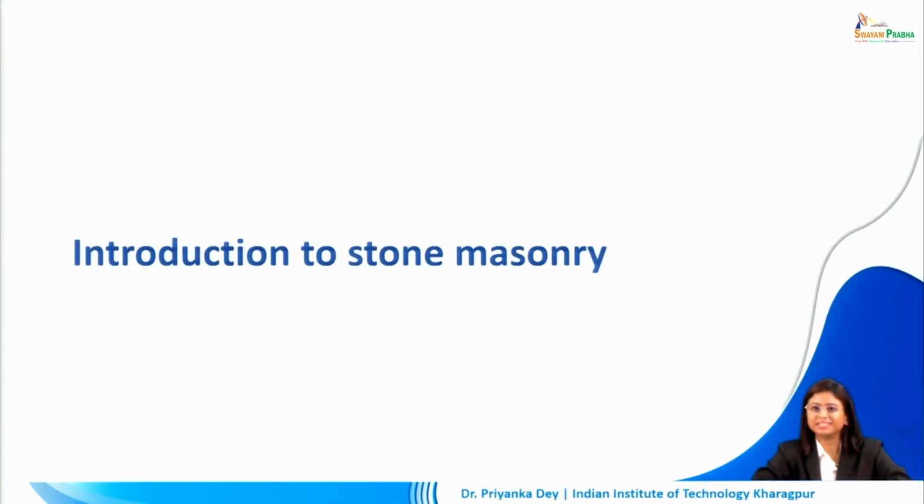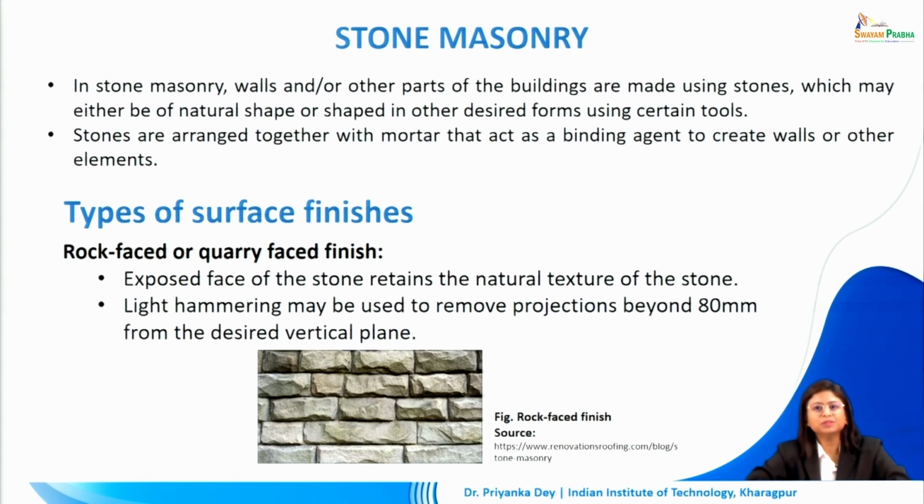Let's start with stone masonry today. In stone masonry, walls and other parts of the building are made using stones, which may either be natural in shape or they may be shaped into desired forms using certain tools. Now, stones are arranged together with mortar, which acts as a binding agent to create walls or other elements. So we can even create piers or columns using stone masonry, in which case we are either using stone faces which are rough, or we have dressed it to make it more regular in shape. So depending upon the type of the surface finishes, we can categorize our stone masonry into some types.